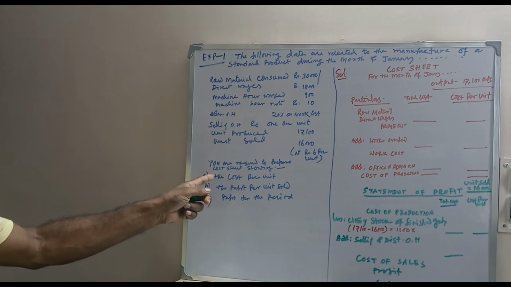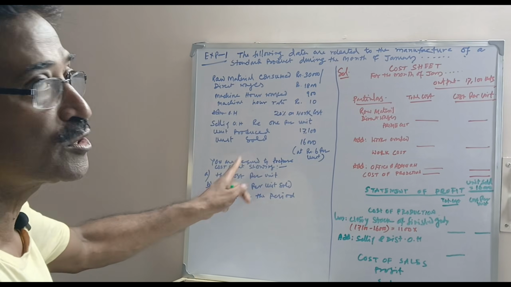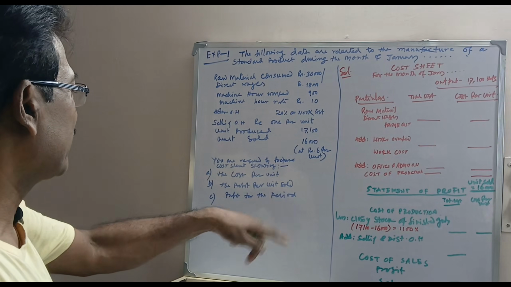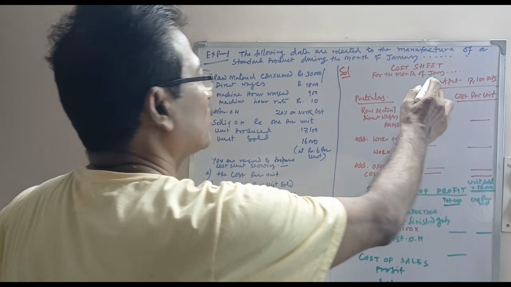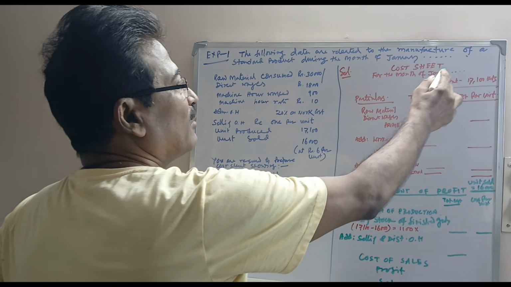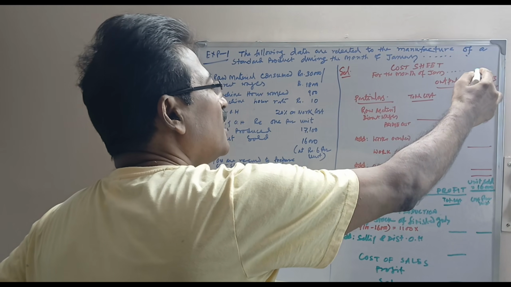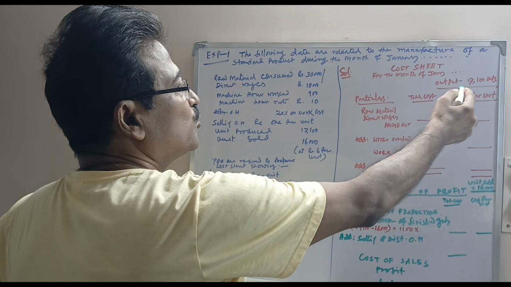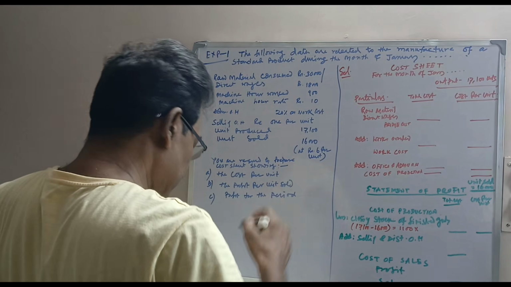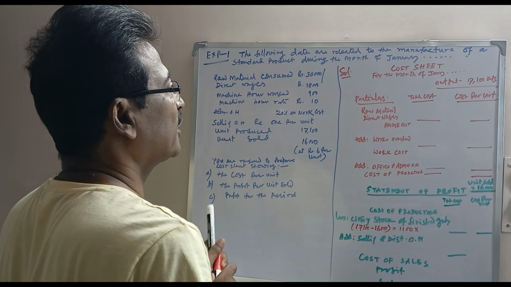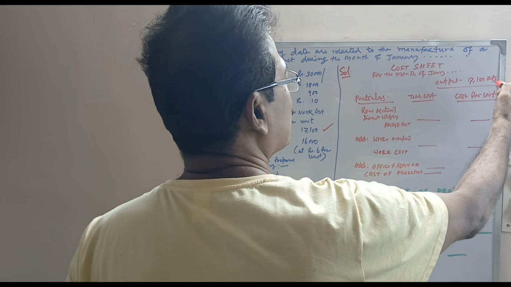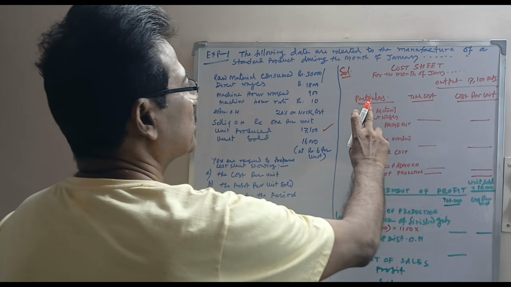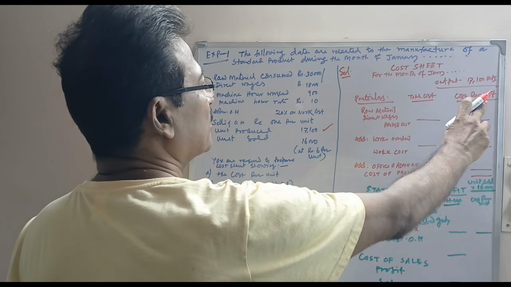You are required to prepare a cost sheet showing cost per unit, profit per unit sold and profit for the period. Let us prepare a cost sheet for the month of January 2025. Output is 17,100 units. So you know the particulars, total cost and cost per unit.